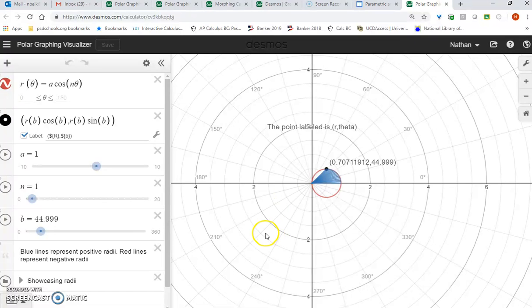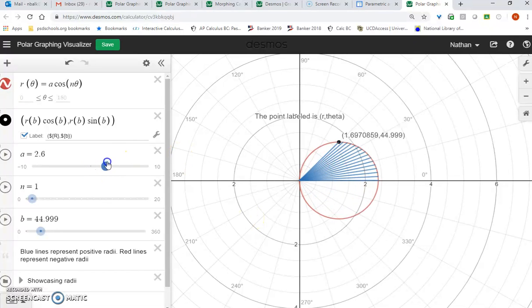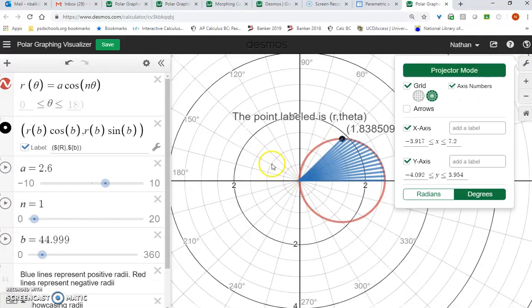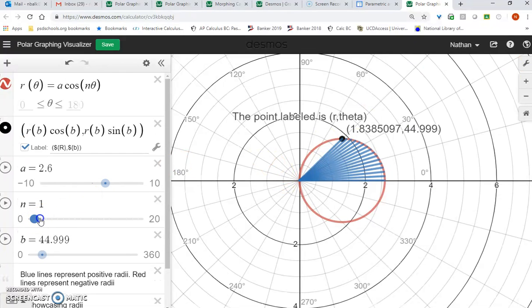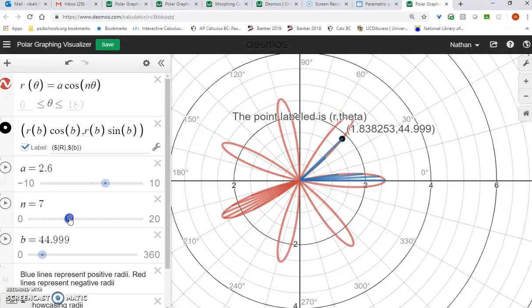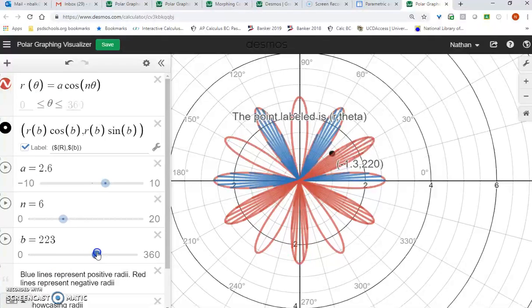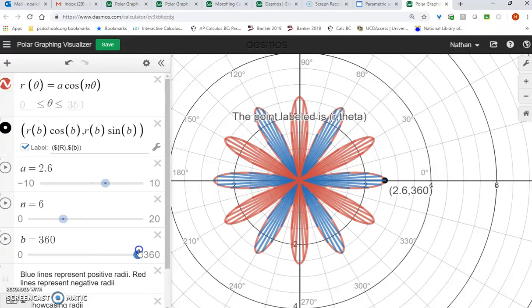We were talking in between videos that if I change the A, stuff seems to grow. I'll make it bold. If I change N, lots of looping or petals. And if I change B, it's me walking through drawing the polar graph. And this is an advanced one where I have A is 2.6 and N is 6.